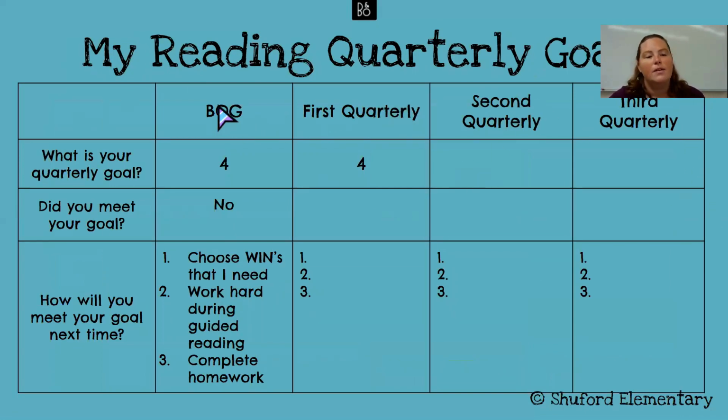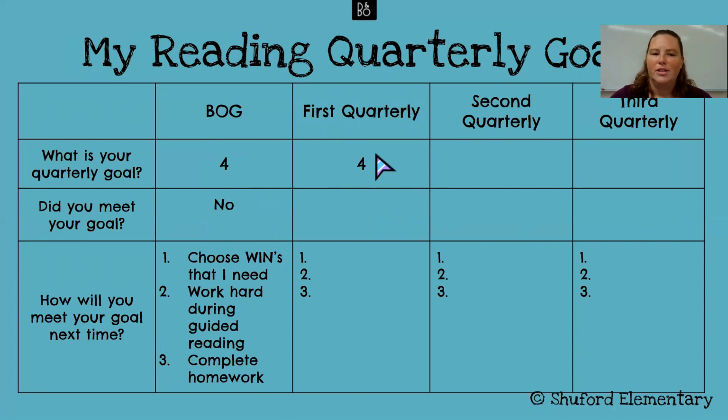So also with our quarterly data, we will be setting those goals. So in the beginning of the year, when we're setting our EOG goal, we also set our BOG goal, just because we take that first thing in the year. And so we set, what do you want to score? And then after we have taken that test and we've got our data back, we're thinking, did we meet our goal? And so then it's either a yes or a no. And then we'll set our goal for the next time.